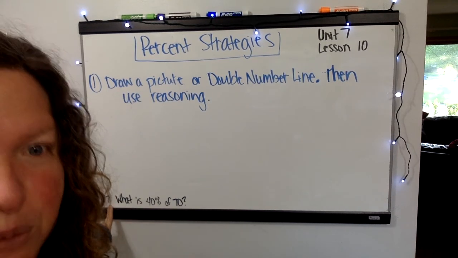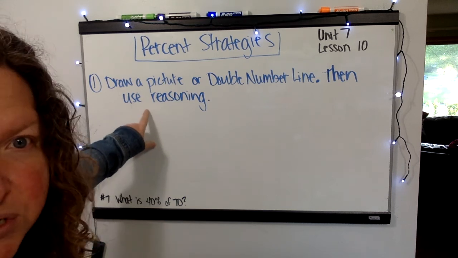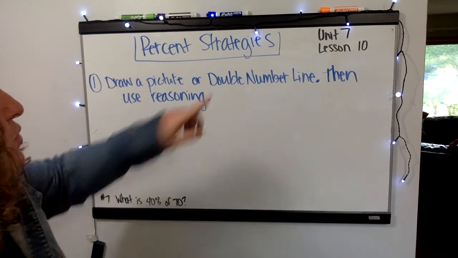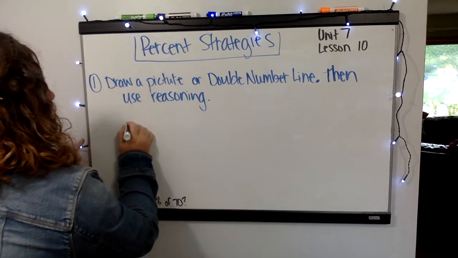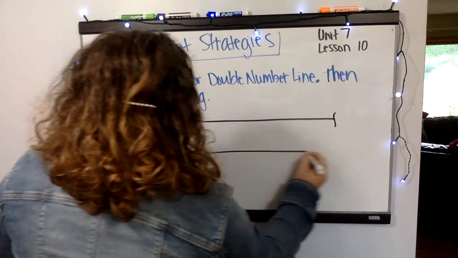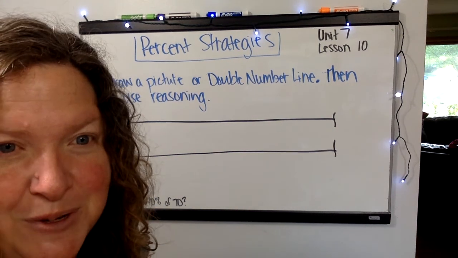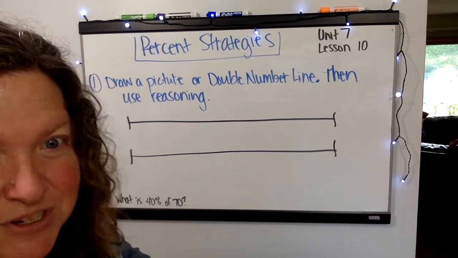What is 40% of 70? And we're going to specifically choose the draw picture. So we're going to draw the double number line. So there's our double number line. Now we need to figure out how we can set it up. What can we put on our double number line?